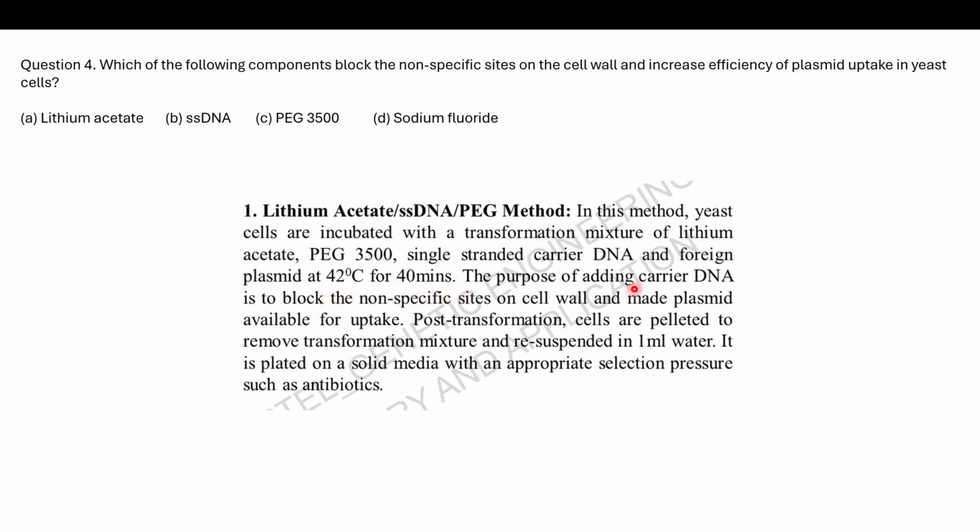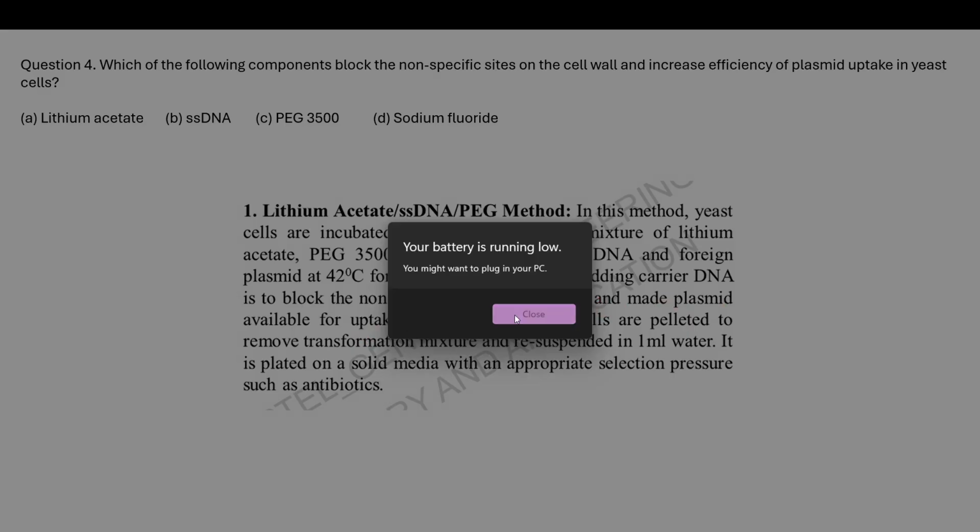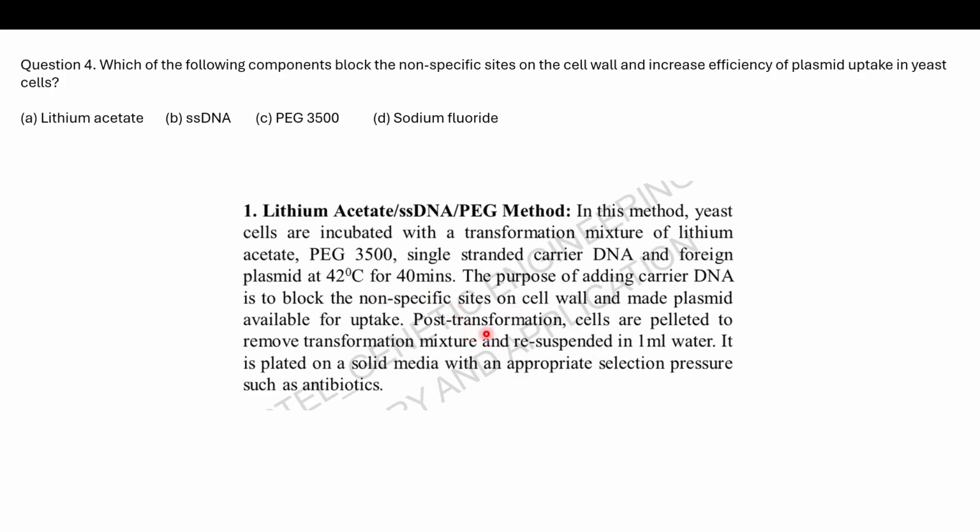The purpose of adding carrier DNA is to block the non-specific sites on the cell wall and make the plasmid DNA available for uptake. Post-transformation, cells are pelleted to remove the transformation mixture and resuspended in 1 ml water. So what actually blocks the non-specific sites on the cell wall? The answer will be option B, single-stranded DNA.